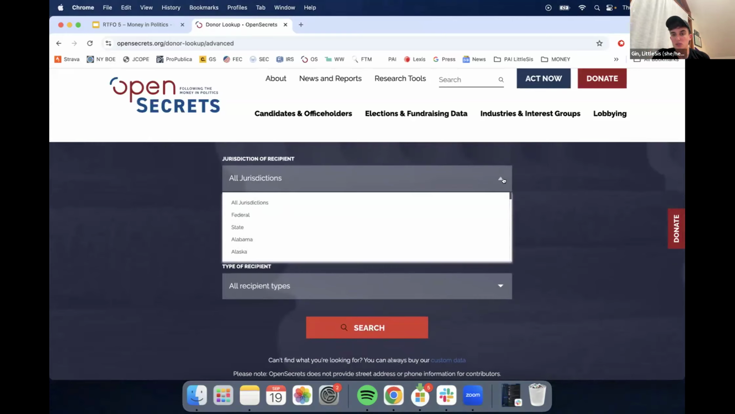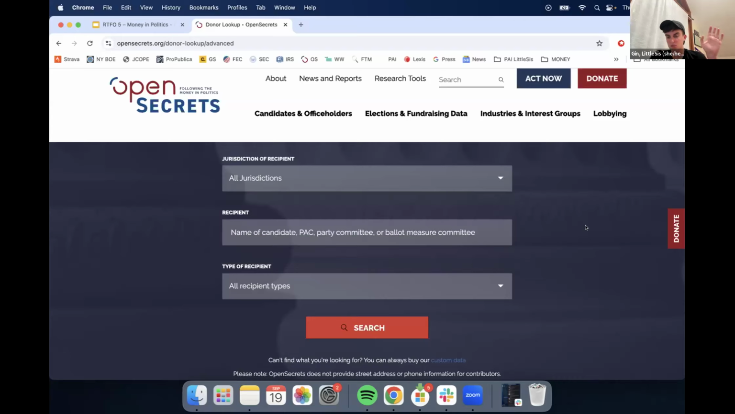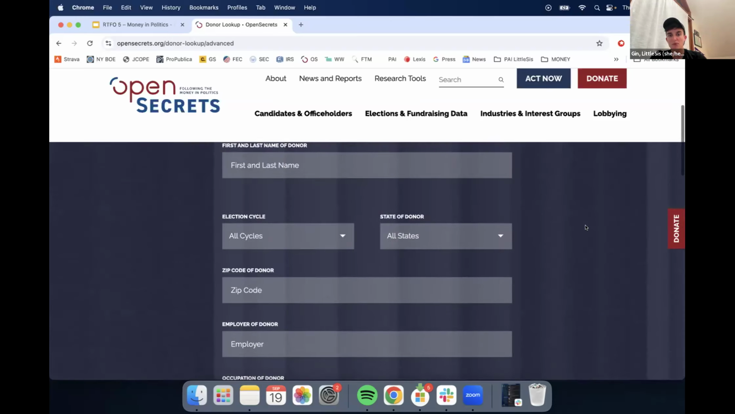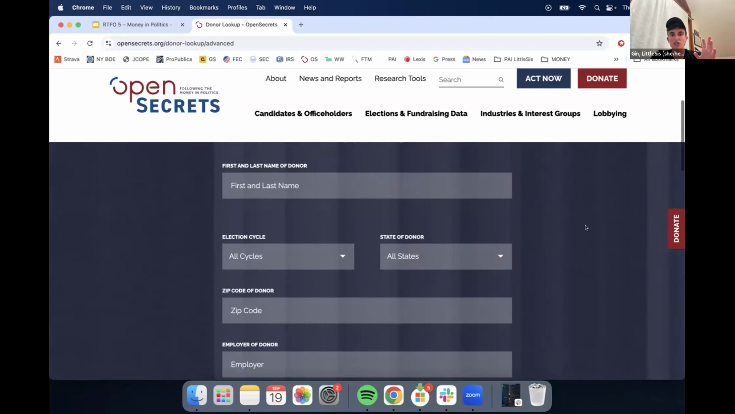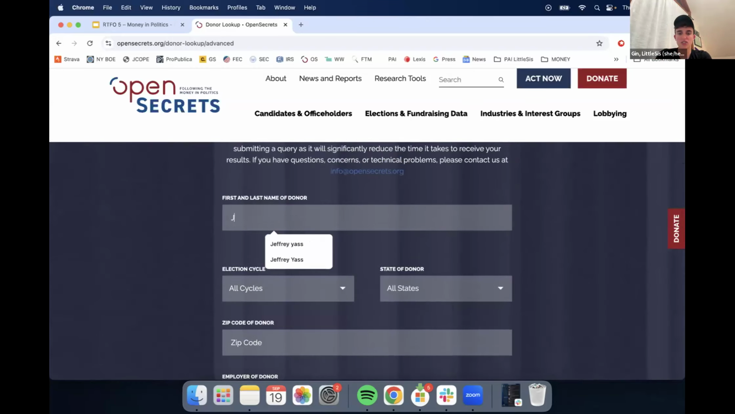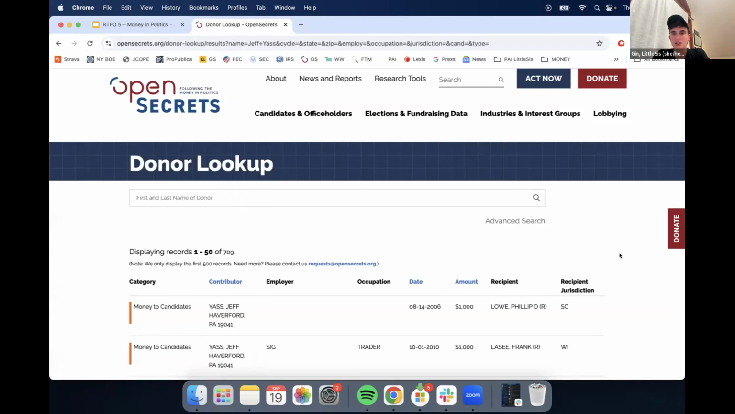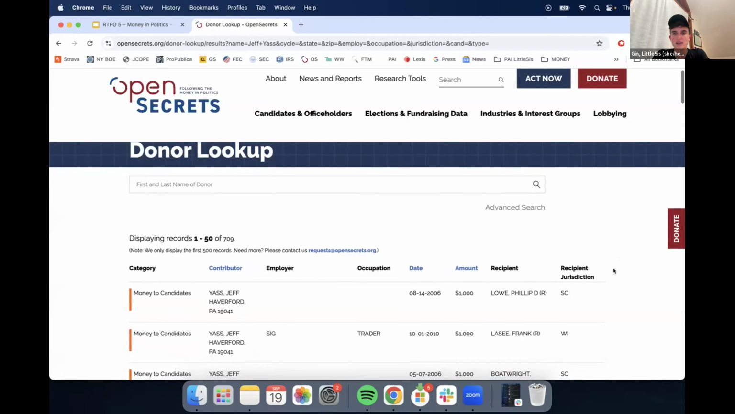So for those who might be interested in looking at state level data, again, I just want to give the caveat that this is a pretty new tool. This is the interface to do that. This is pretty straightforward. It's exactly like what Rob was showing, just a little bit more of an overview. Maybe what I can show here is what the data looks like. So I'll put in Jeff Yass and just show you what it looks like.